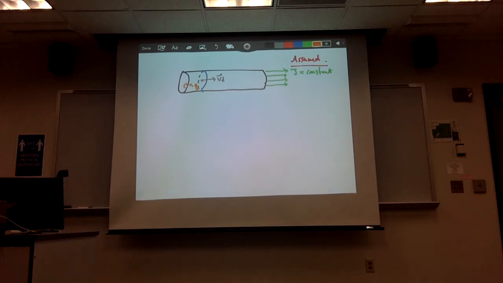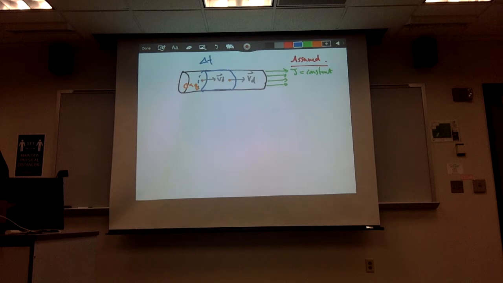Now if I look over a time frame of, say, delta t, this charged particle is going to move from this location to this location here, still moving in this direction with the drift velocity v_d. What happens then is that I'm going to sweep out this particular area here.